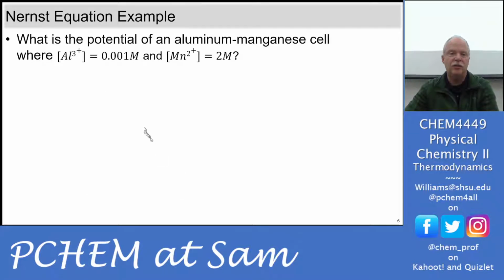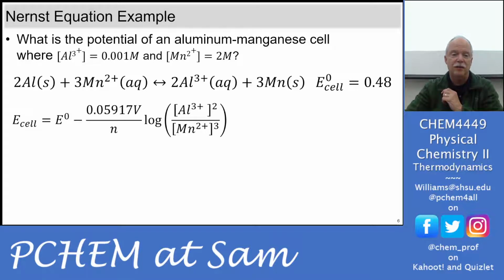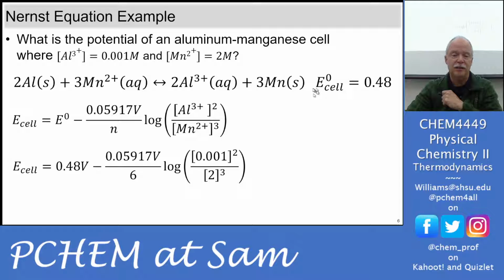So what's the potential of an aluminum manganese cell where aluminum is at 0.001 molar and manganese is at 2 molar? Again, we've got 2 molar on the reactant side and a really small amount on the product side. So we just put in those actual concentrations of 0.001 on the aluminum side. That's the product, so that's the top part, and then 2 on the bottom. Notice how that's going to be a fraction that's less than 1. So this log is going to be negative, which is going to cancel that sign and make the cell more positive. So that's good. The signs all work out.